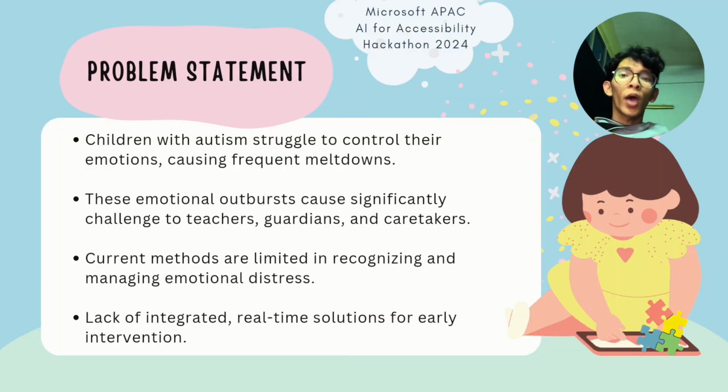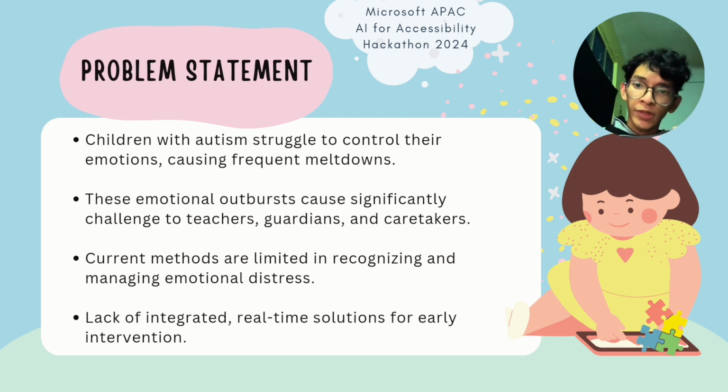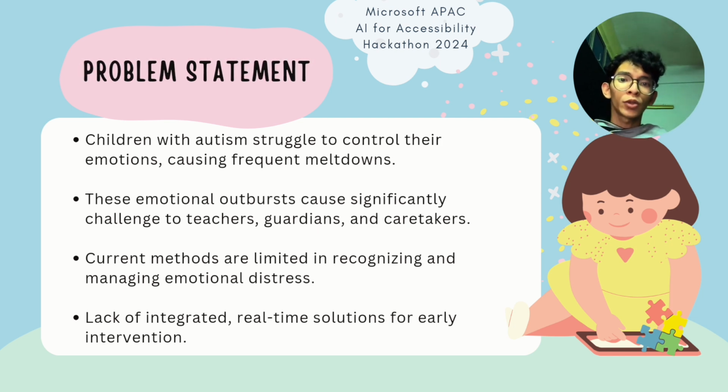We need a problem to have a solution. So for this project's problem statement, children with autism struggle to control and show their emotions, causing frequent meltdowns. Because of these meltdowns, it becomes a problem for their teachers, guardians, and caretakers. Not only that, current methods are limited in recognizing and managing emotional distress, as well as lacking integration. Imagine, there are a lot of systems and methods that can decipher physical data and emotional recognition, but when it comes to combining these techniques into a single unified system, there is none. So, ZIVA aims to tackle this issue.